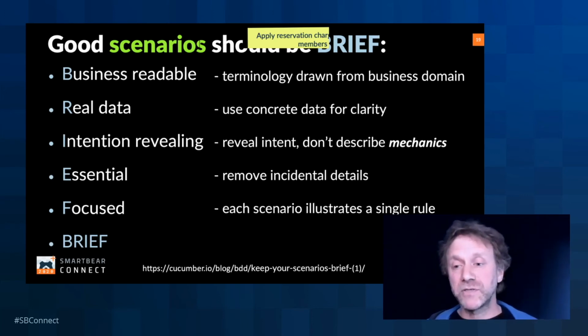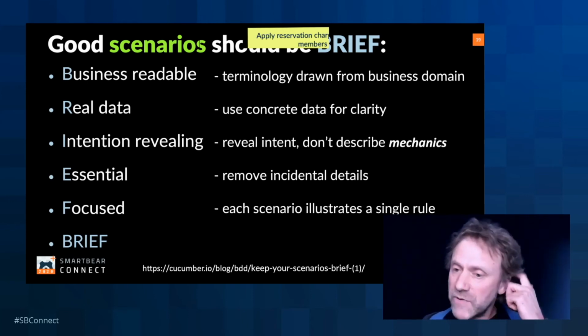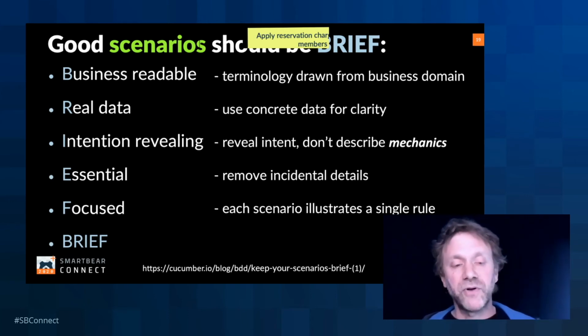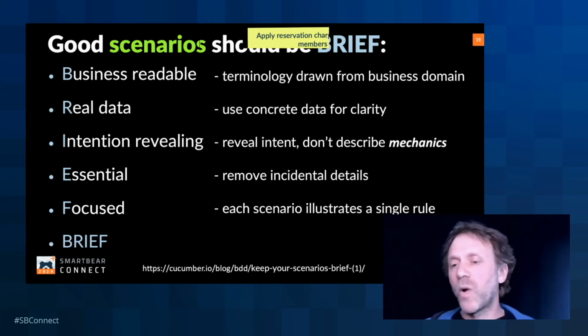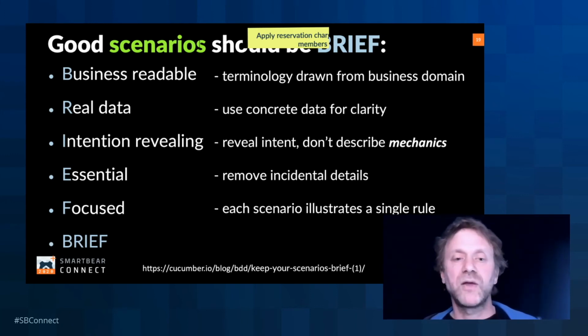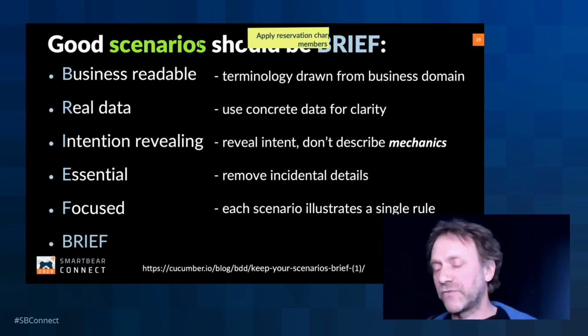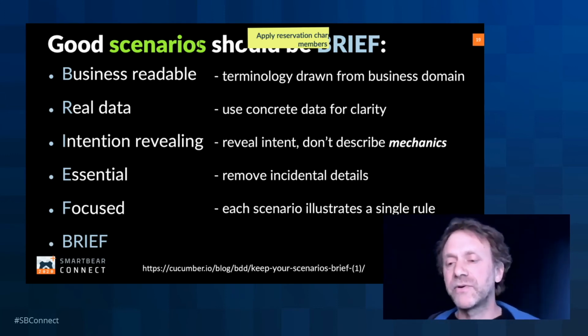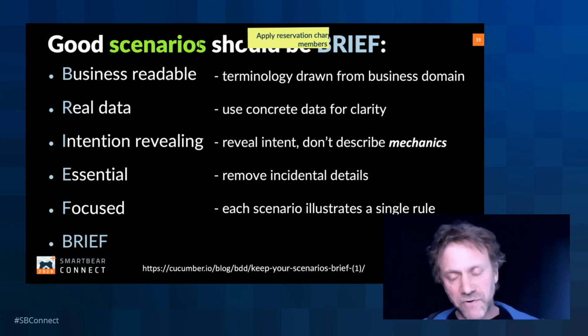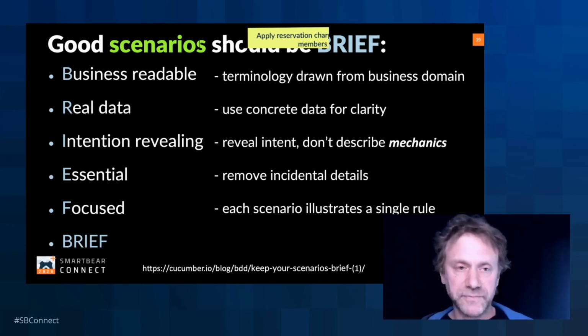Scenarios should be focused, so there'll be a number of acceptance criteria or rules for each story, but each example should only illustrate one of those rules. That way, if a rule changes or it gets deferred or changed, we don't have to muck around with other examples. It keeps things very focused, and it means that it's easy to understand and easy to maintain.